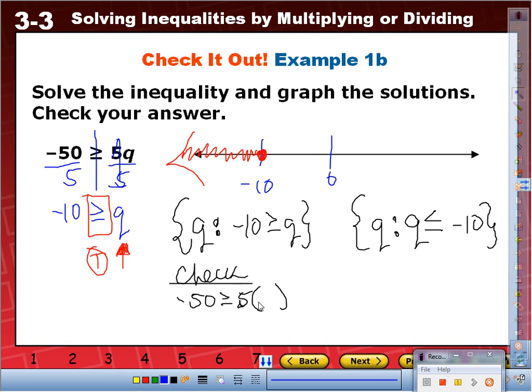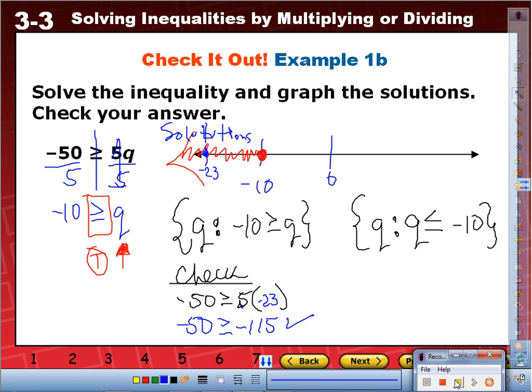Let's do negative 23. Okay. Negative 23. Let's see if it's true. So 5 times 20 is 100. 5 times 3, that's 15. So this is negative 115. So let's see. Is negative 50 greater than or equal to negative 115? Yes. Therefore, all these are solutions.